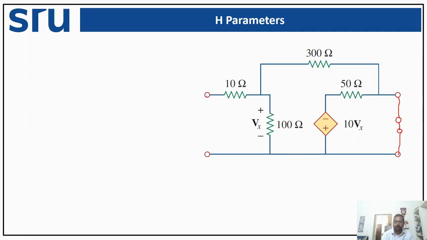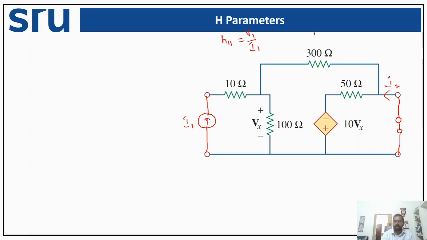And we are activating the current source. So we have deactivated the voltage source, we have activated the current source, that is I1. Okay, and if you observe, this is a short circuit, so we are going to have a current I2. Okay, so what we need to find? We need to find H11, which is equal to V1 by I1.